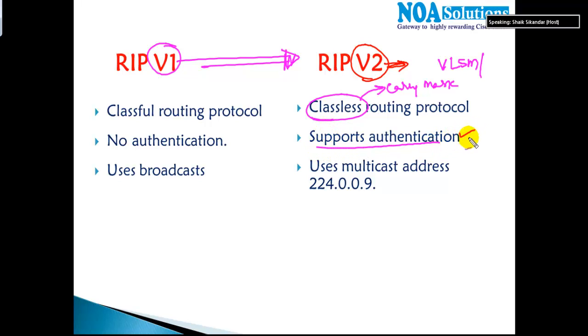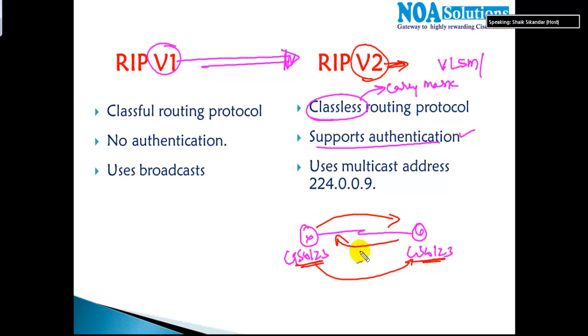And also it supports authentication. Authentication is beyond the scope of your CCNA exams, but it is a method where we can configure a password on both the sides, and we call this routing protocol authentication. If the password matches on both the sides, then only we will exchange the updates. If there is a mismatch of the password, then we will not exchange the updates. We will not configure some routing in between us. So that's one more enhancement added in version 2.